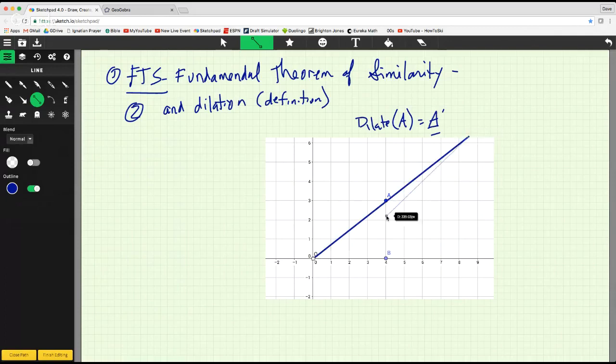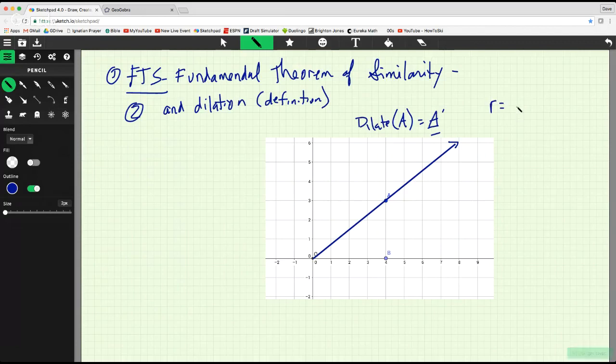Now we know from everything we've learned that that point will be on this line. The dilation point A prime will be somewhere along this line, extending out infinitely, well, actually this is a ray, right? Along this ray. And the distance that point A is dilated along this ray has to do with R, which is our scale factor.